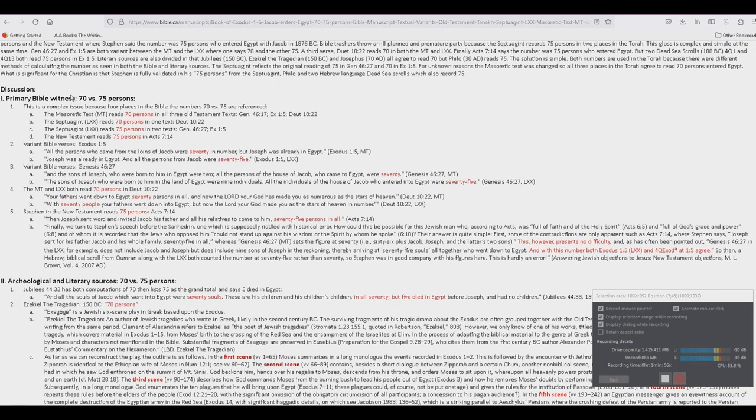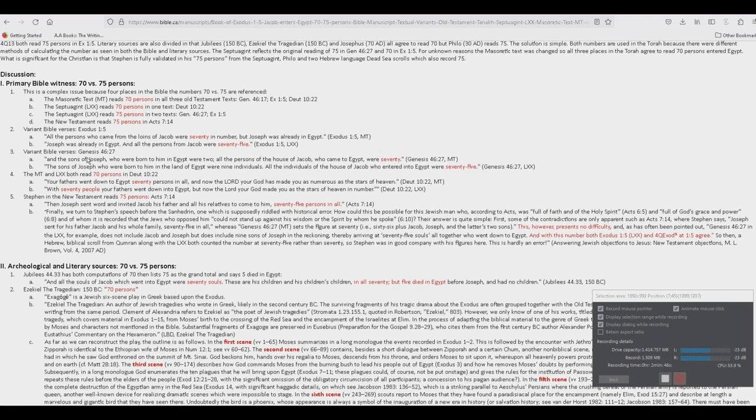Okay, so primary Bible witnesses, 70 or 75. This is a complex issue, which it is, because in four places in the Bible, the numbers 70 and 75 are referenced. The Masoretic text reads 70 in all three Old Testament texts, the three that he quoted there, right? The Septuagint reads 70 persons in Deuteronomy 10, but it reads 75 persons in Genesis and Exodus. The New Testament in Acts, as he pointed out, Stephen reads 75 persons. So we're seeing that this is not a new issue, okay?